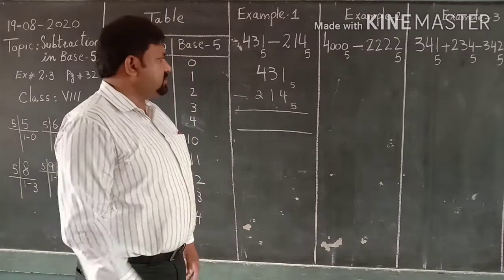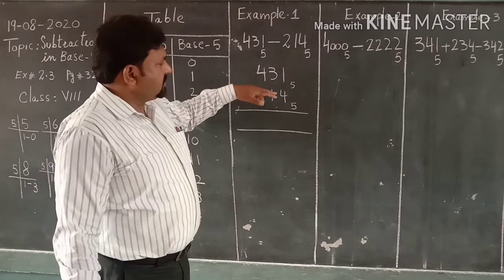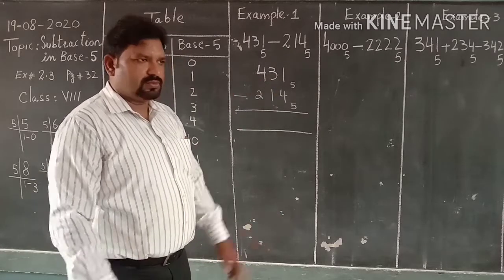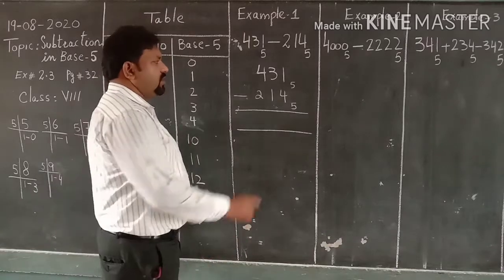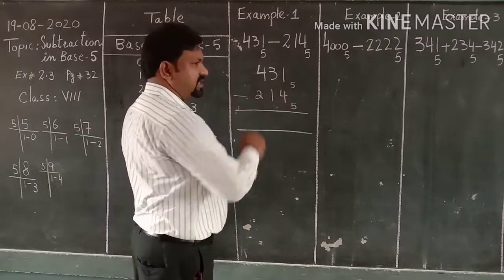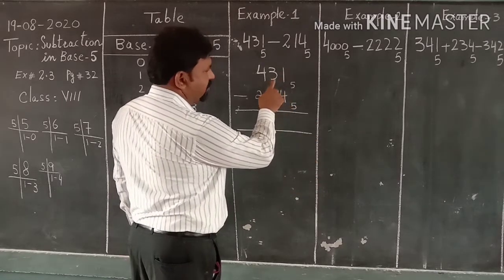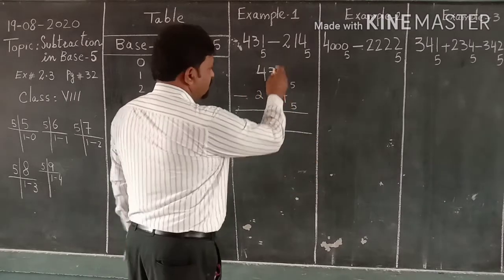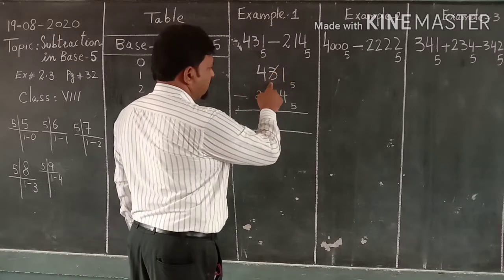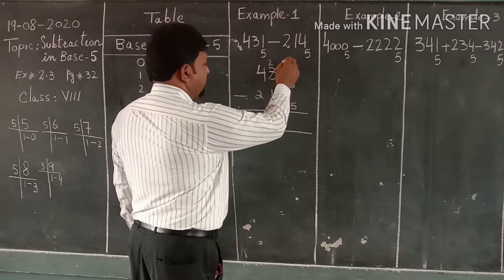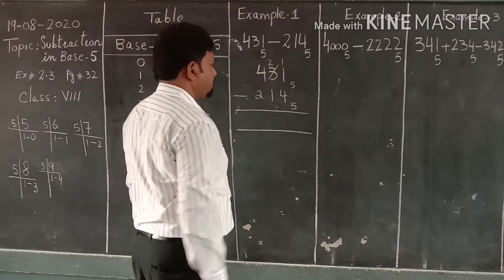So students, can you subtract 4 from 1? No. Why? Because 1 is smaller than 4. So you will take a carry from 3. Take a carry from 3, cut it and write 2 over it, and write 1 here.